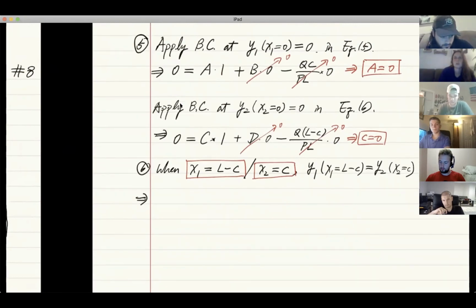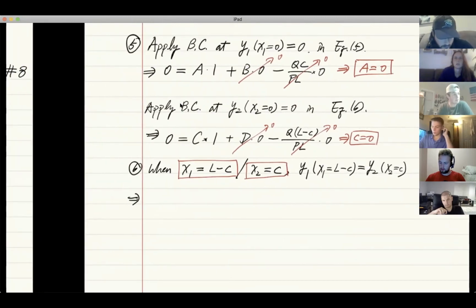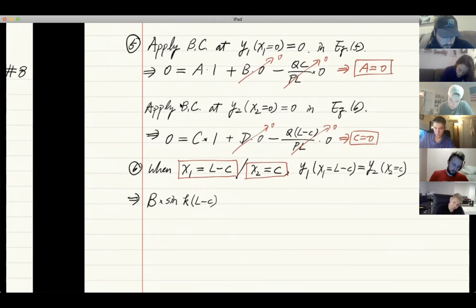First, the left-hand side of the equation is coming from equation 5. And that is written like this. We don't know B, but we know B times sine K is K times L minus C. Now remember, we replace x1 with L minus C.